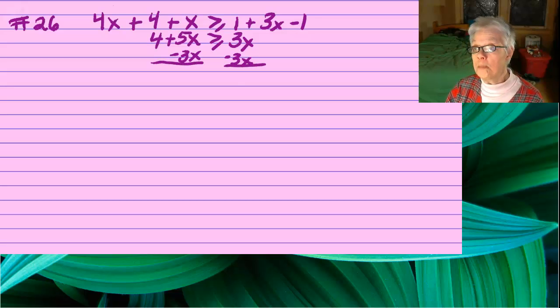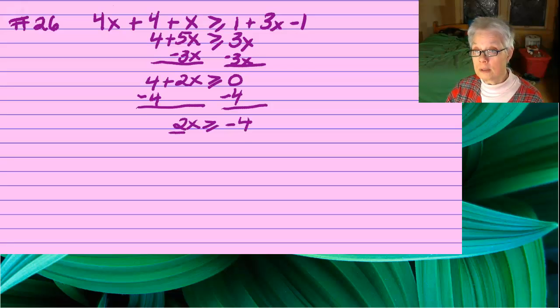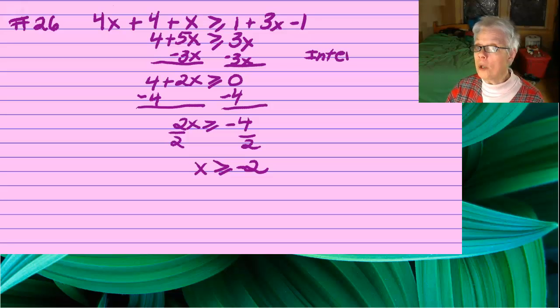Now subtract 3x from both sides of the equation. I always gather my x terms to the left of an inequality. If you always do this, you'll always know which direction to draw the arrow in. So what have we got here? We've got 2x is greater than or equal to negative 4. So divide by 2, and x will be greater than or equal to negative 2. x can be any number greater than or equal to negative 2.